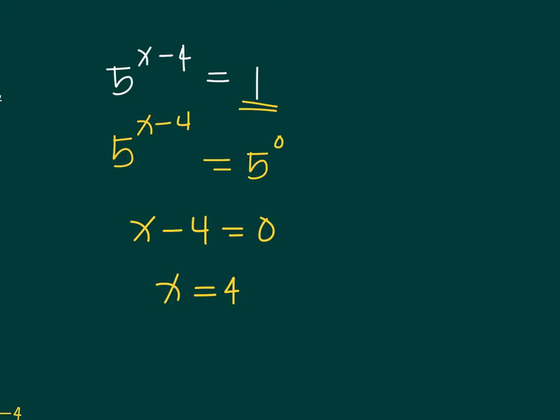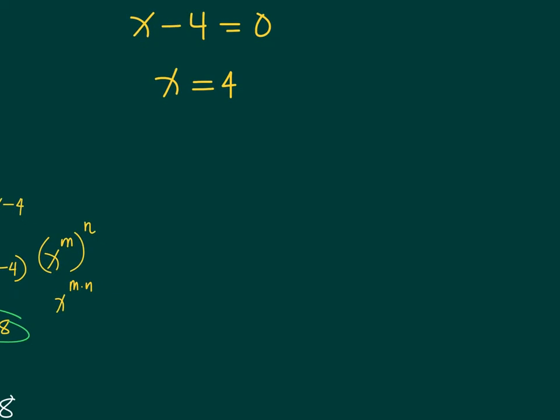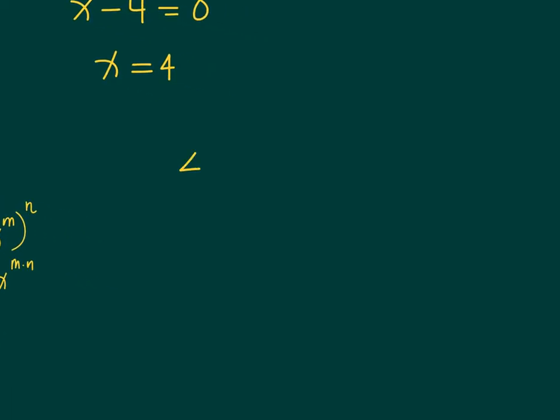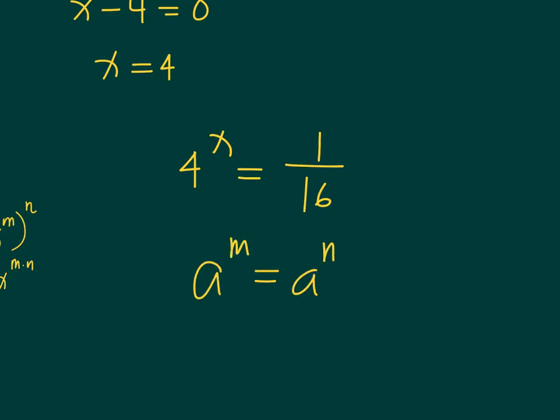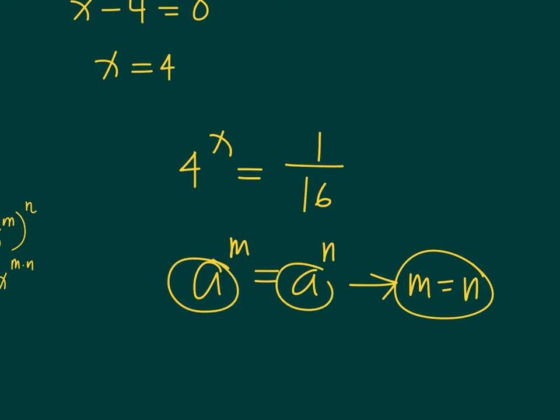So now, what if we have something like 4 raised to x is equal to 1 over 16? So even if the equation seems to be unusual, you always have to go back to the main idea. And our main idea is, if a raised to m is equal to a raised to n, then m must be equal to n, meaning to say the exponents are the same whenever the bases are the same.